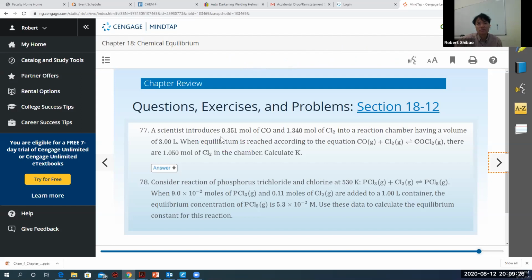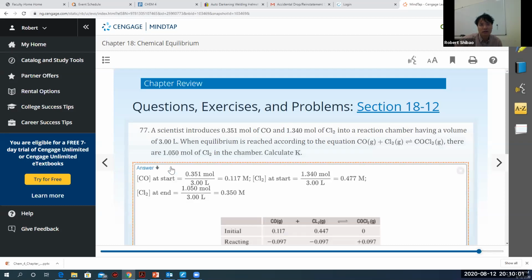A scientist introduced 0.351 moles of carbon monoxide and 1.340 moles of chlorine into a reaction chamber having a volume of 3.00 liters. When equilibrium is reached according to the equation here, there are 1.050 moles of chlorine. So this is determining K empirically, again, from experimental data. What we can do is see what the change is. We start off with initial, and then we see what the change is. From that change, we can figure out all the equilibrium concentrations, and once we get those, we can get K. So that's what they're doing.